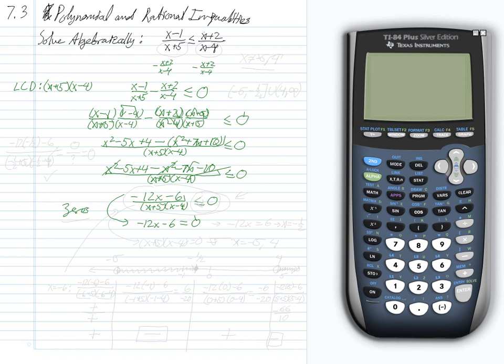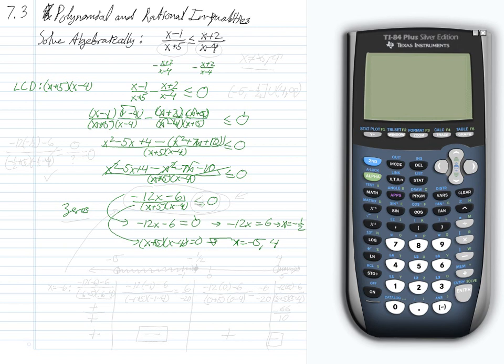Well, if I move the 6 over to the other side, negative 12x equals 6, when x equals negative 1/2. And our denominator, see now why I left it in factored form. If I say x plus 5, x minus 4 equals 0, we can tell right away that this happens when x equals negative 5 and 4.